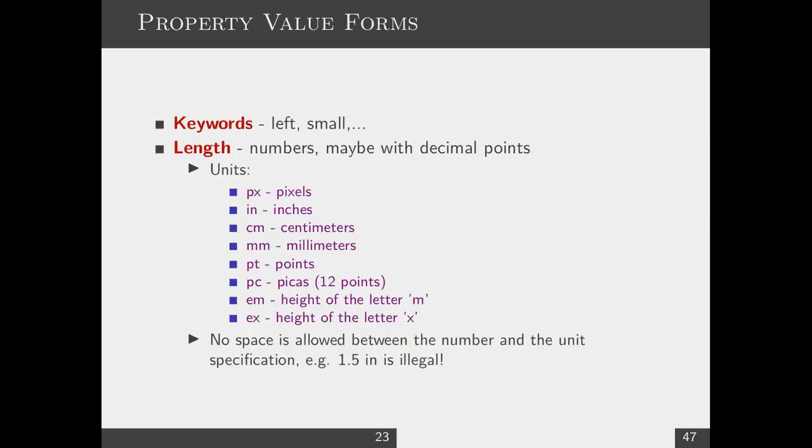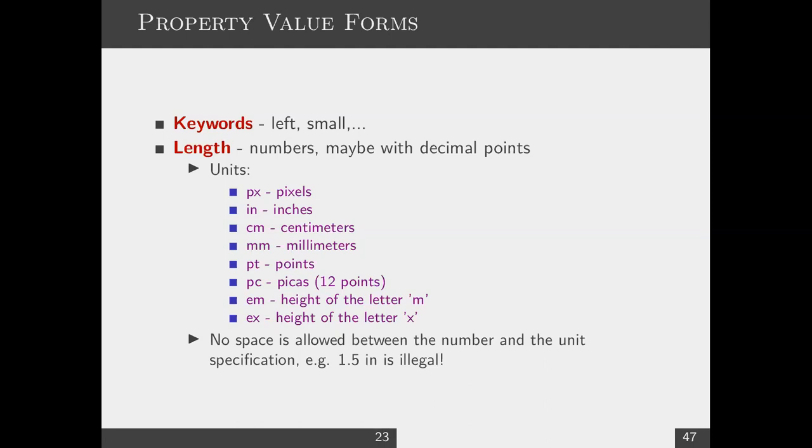So let's look at values. With the values of properties, you can have keywords, things like left, small. You've seen XX large. You've seen bold, bolder. You've seen normal. So those are all keywords that you can actually use as property values.